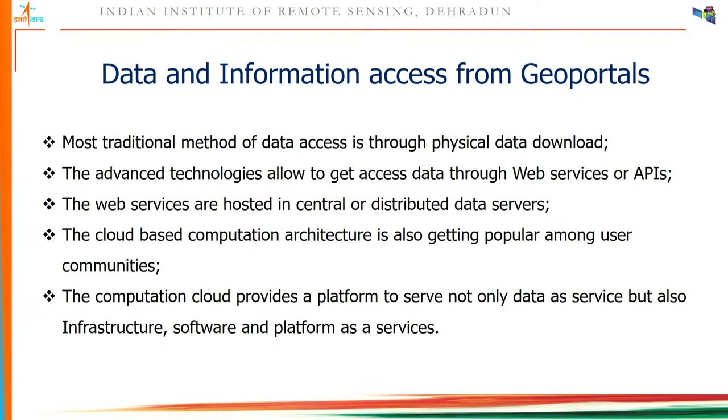Today, most of the data which is available through the internet is available either through web services or through the API. API is the application programming interface, and these methods allow us to access the data in real time mode. When we access the data in real time mode, we are assured of the latest version of the data from the data repositories. So the web services or APIs are generally hosted in central or distributed data servers.